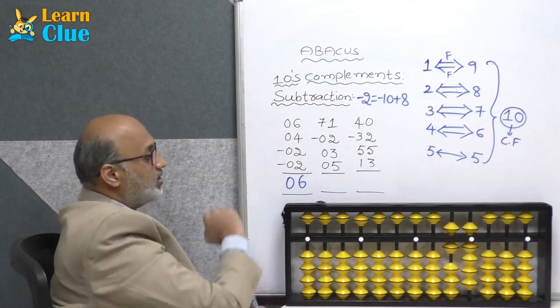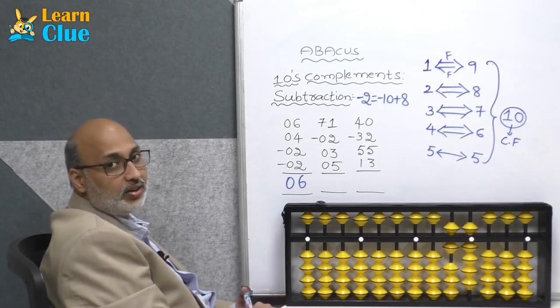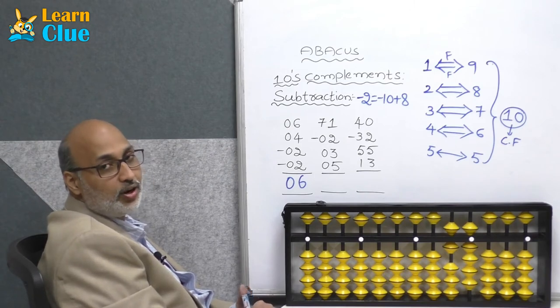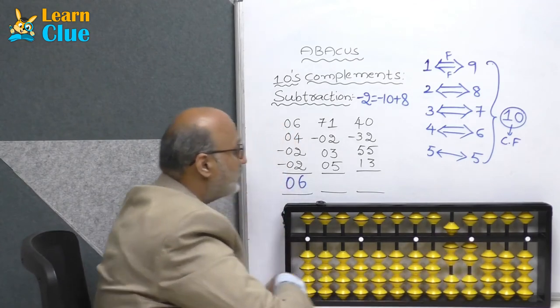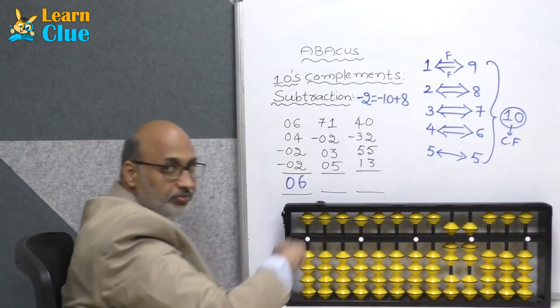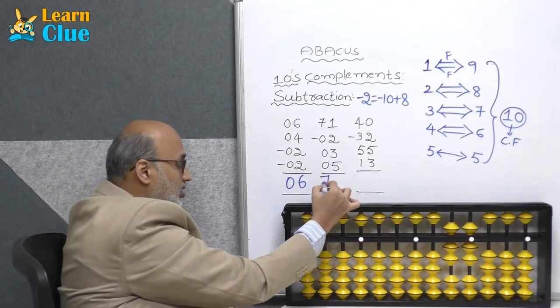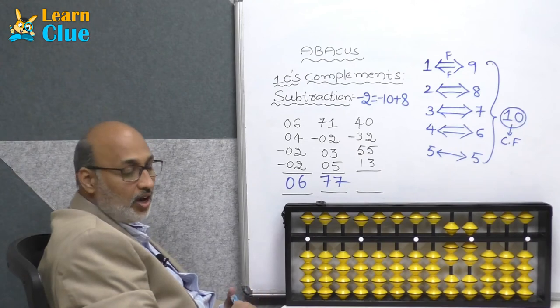Okay, now they are asking plus 3. How to do plus 3 here? Think, which technique will be applied over here? Plus 3. In tens complement technique, plus 3 will apply here. Who is the friend of 3? 7. So minus 7 plus 10. Now they are asking plus 5. Now tell me the answer. 77 is the answer.